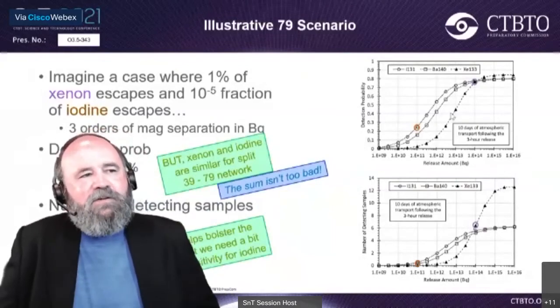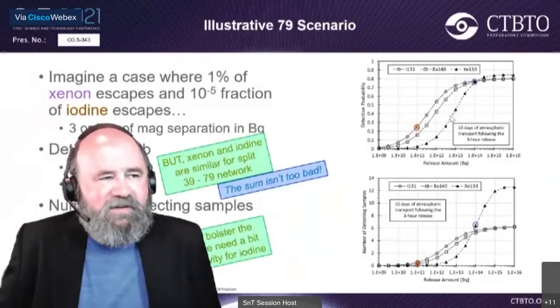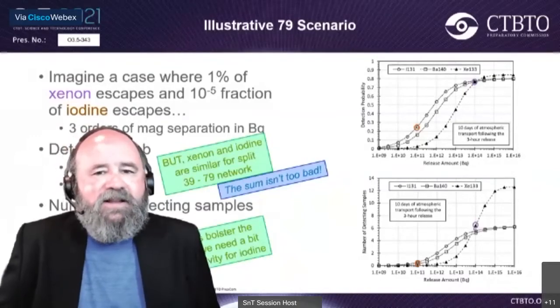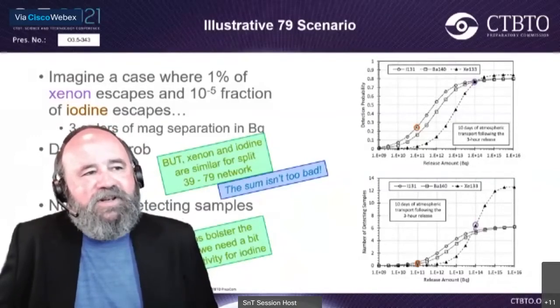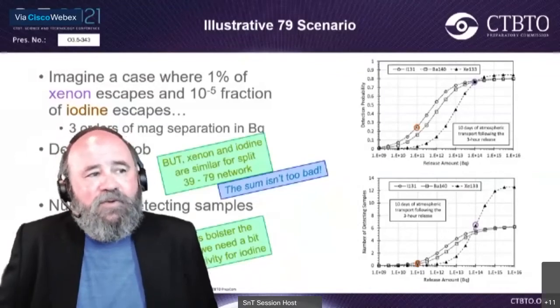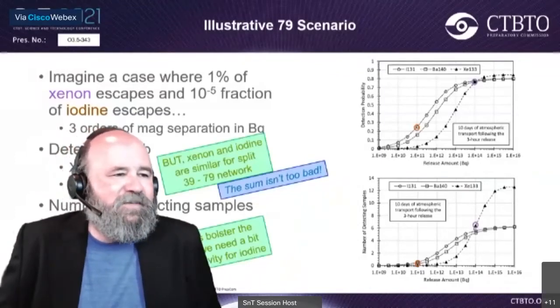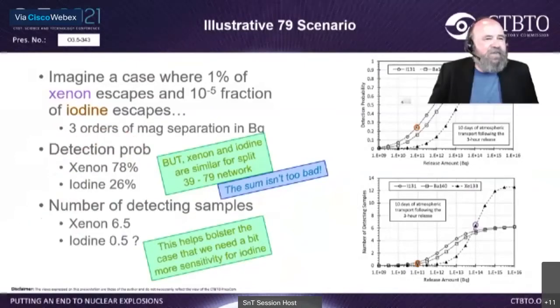So maybe you don't like having a detection probability for your overall network of around 50%, but adding in the 26% from the iodine actually makes it a pretty decent sum. That's the point I wanted to make. But the story on the number of detecting samples is not really great.